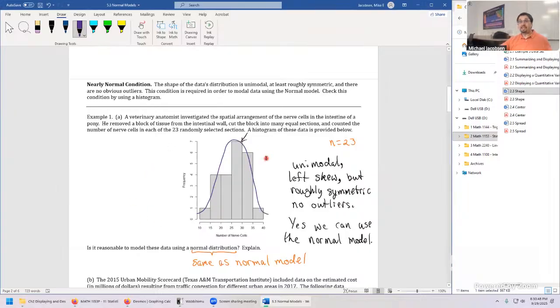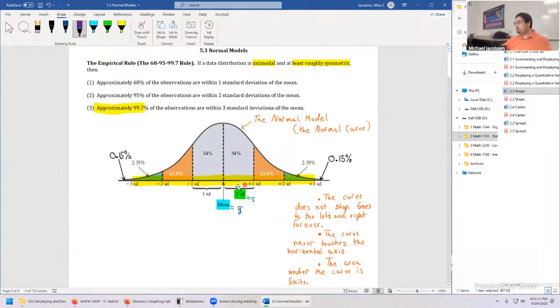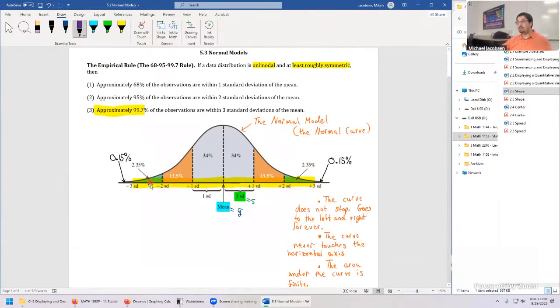But that's not too badly off. So we could start to model the underlying population with a curve like this. We would just need to know what is the mean of these 23 observations, probably somewhere around maybe 25 or even a little bit less nerve cells per section. We'd want to know the standard deviation. Once we have those two key values, we can put percents on what we expect here and number of nerve cell counts along the horizontal axis going this way.